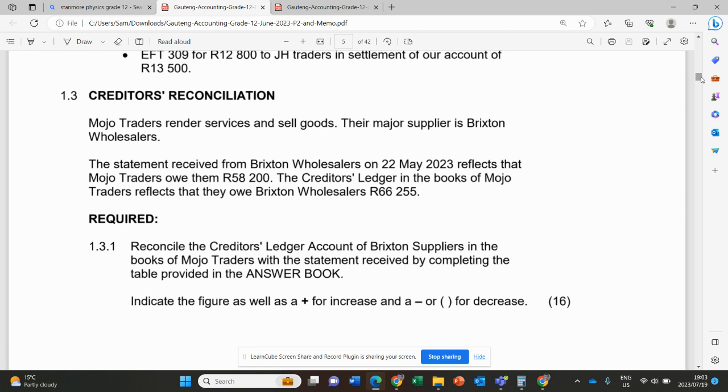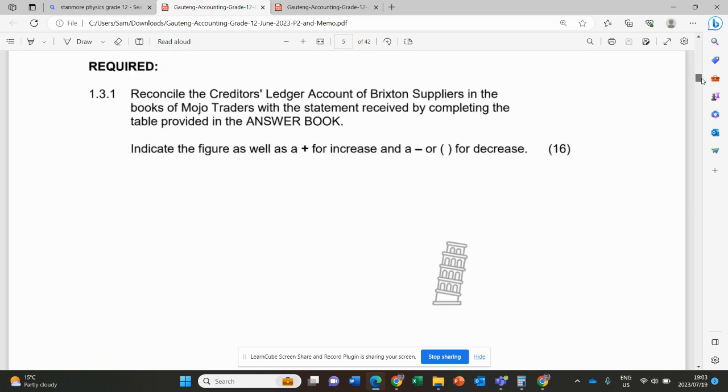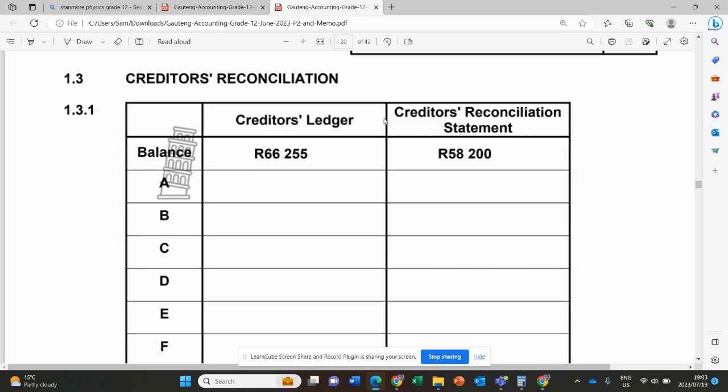Okay. Topic for today is Creditors reconciliation. Now they said we need to prepare the reconciliation. We need to reconcile the creditors ledger, and we need to compare it with what? With the statement of account for the supplier. Then there is the answer sheet that was given, which we need to fill in.